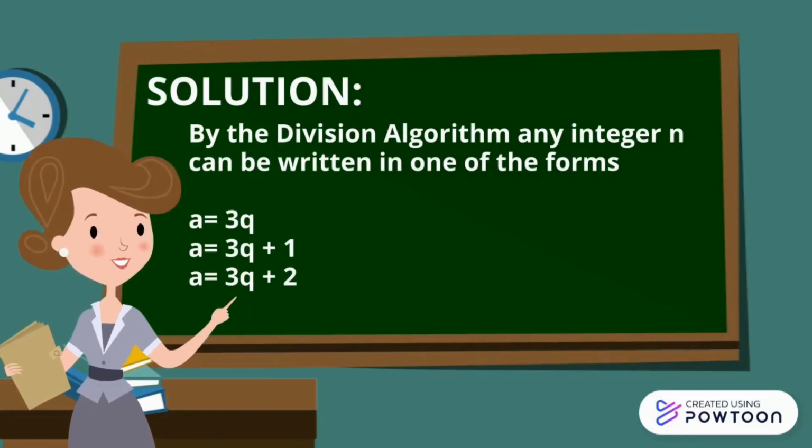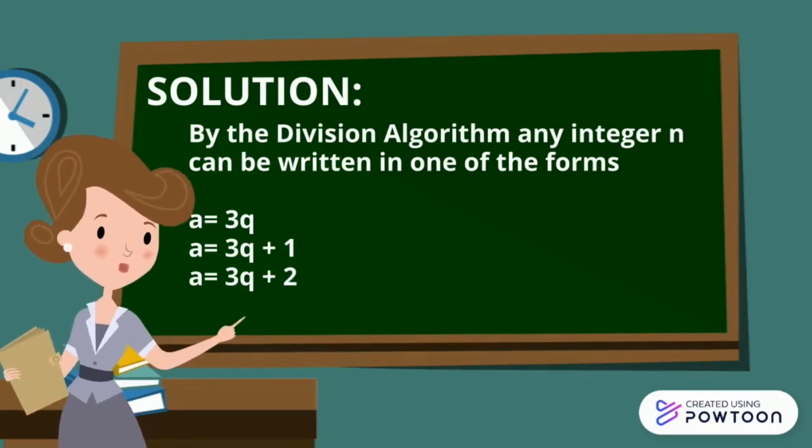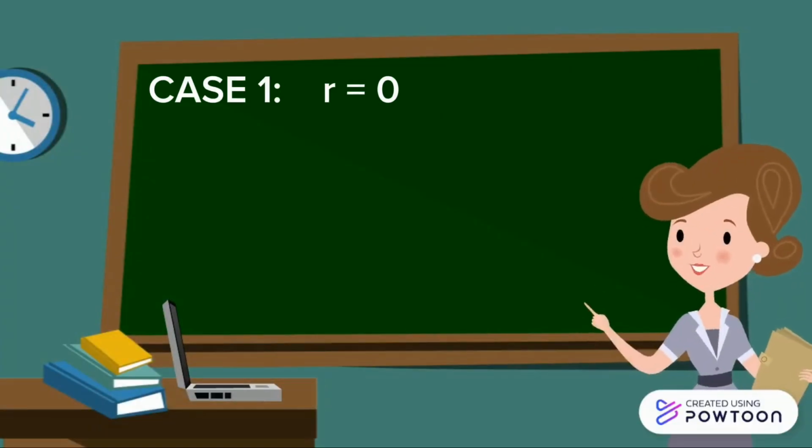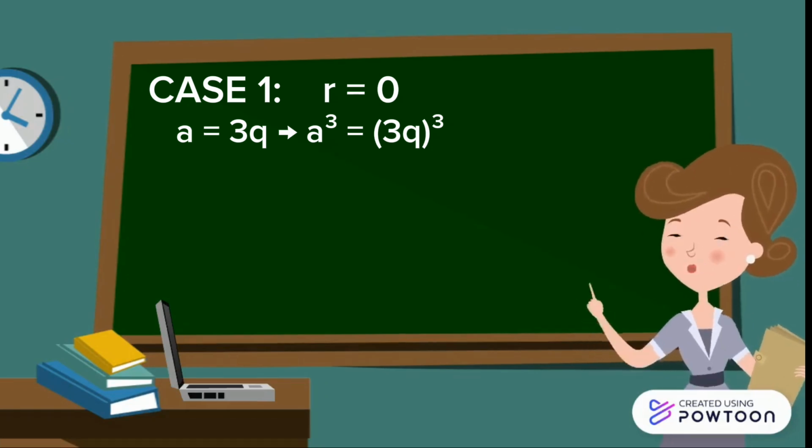By the division algorithm, any integer a can be written in one of the forms: a is equal to 3q, a is equal to 3q plus 1, and a is equal to 3q plus 2. Now, to solve the first case, if the remainder is equal to 0, we assume that the integer a is equal to 3q. Then, we formulate the cube of the assumed integer a, which will be a cubed is equal to the quantity of 3q raised to 3.